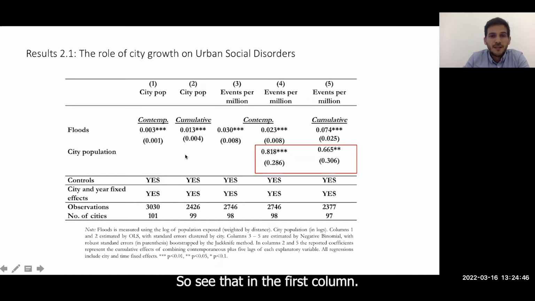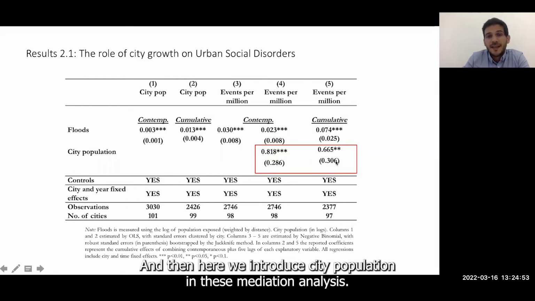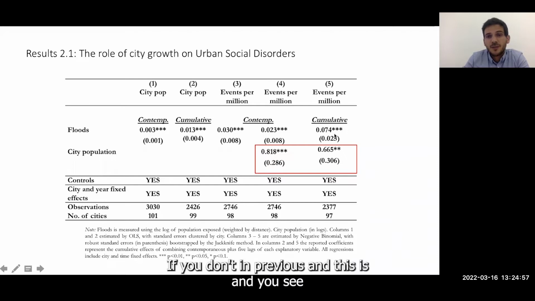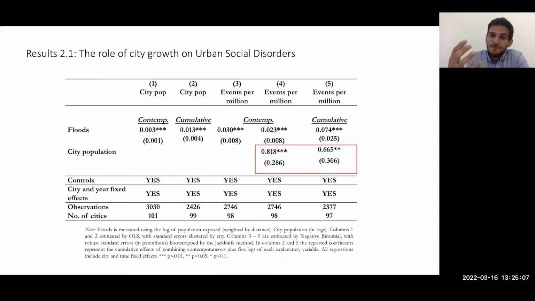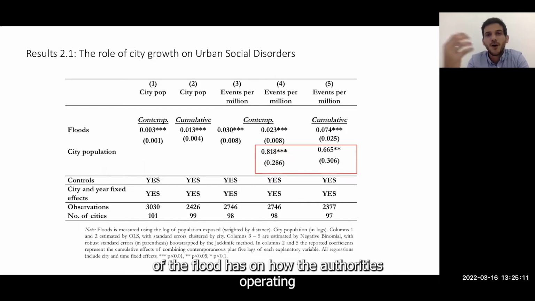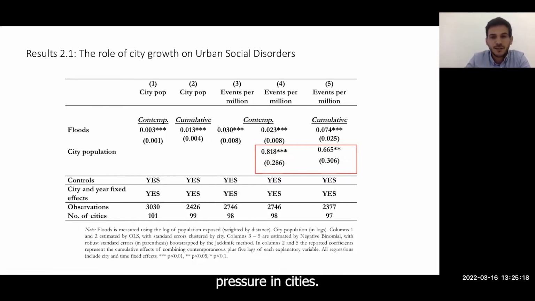So see that in the first columns, I'm basically just replicating the reduced form effect, all right? And then here we introduce city population in this mediation analysis. This is contemporaneous and this is cumulative. And you see how the coefficient is positive and significant, all right? So this is basically telling me that at least part of the effect that floods have on urban social disorders is operating via the evolution of city population, so population pressure in cities.